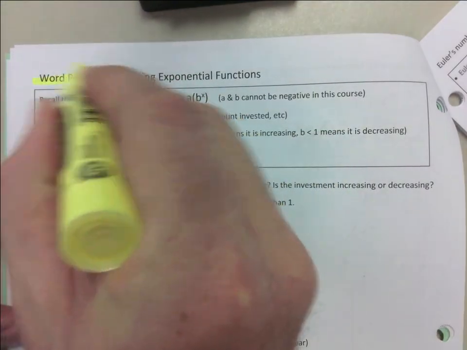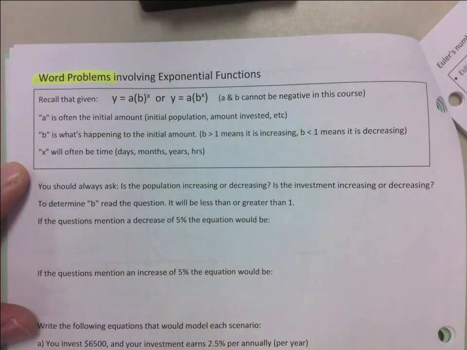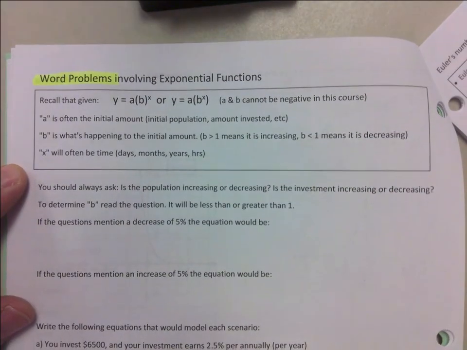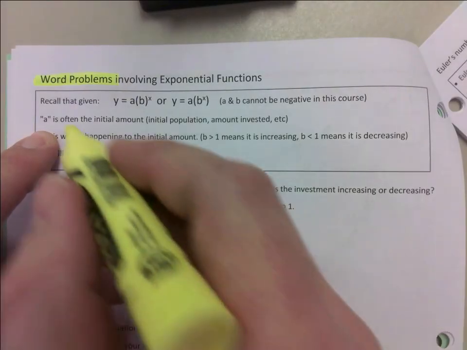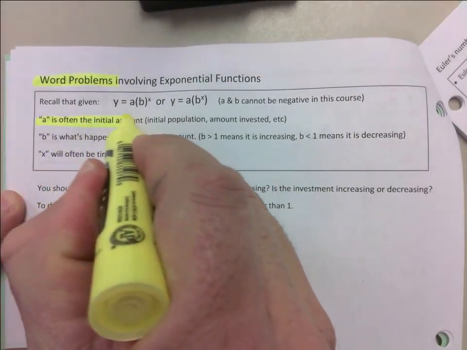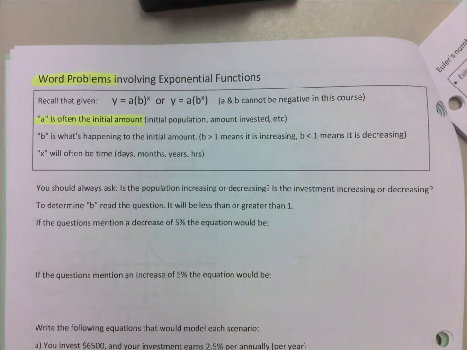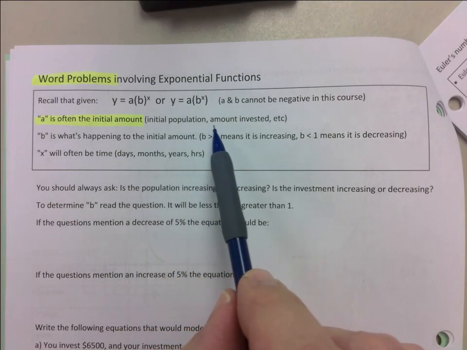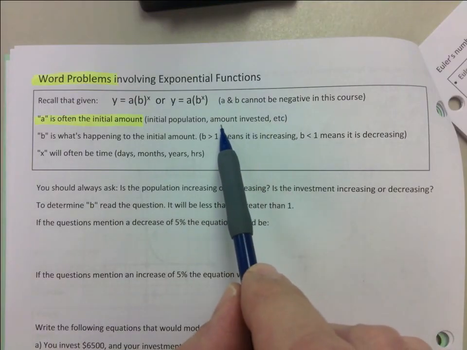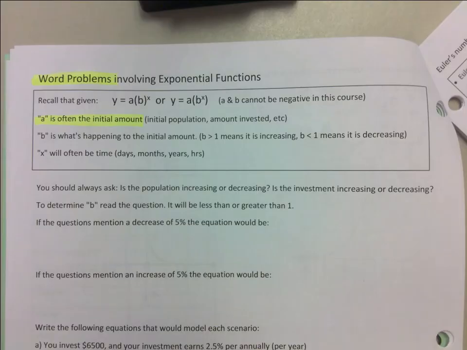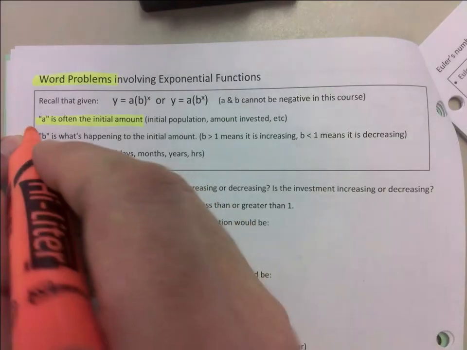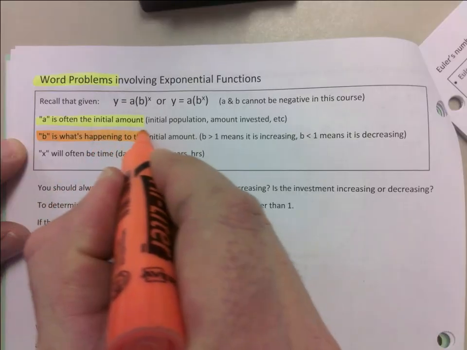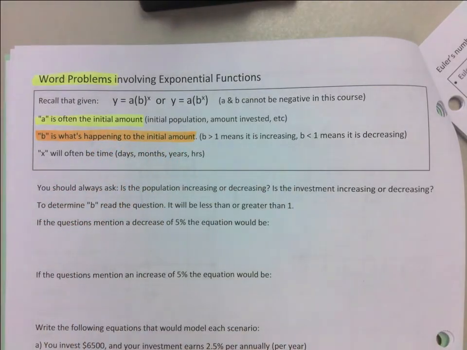So this is word problems, okay? Everything changes. A is often referred to as the initial amount present. Like how much do you have at the very beginning? It could be bacteria, it could be population, it could be the amount you've invested, you name it, okay? So that's A, right? B is asking you what's happening to the initial amount. Is it going up or is it going down?